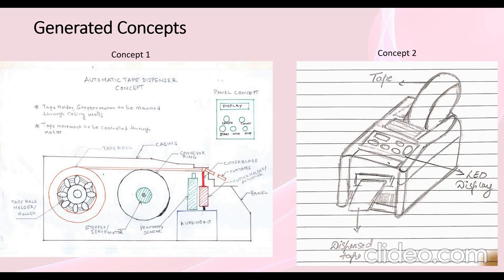We have come up with four concepts for the design of our project. In concept 1, there are two rollers to pass the tape, a sensor is present to sense the tape, and a blade cuts the tape. In concept 2, a tape is present and the user gives the input from the buttons provided. An LED displays whether the machine is on or off, and after the user input, the tape is cut and is dispensed out.